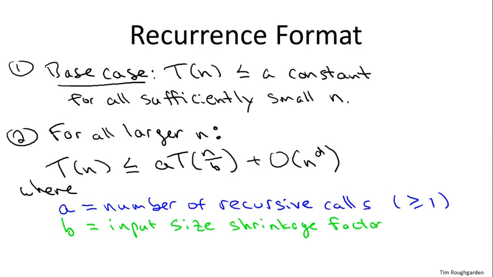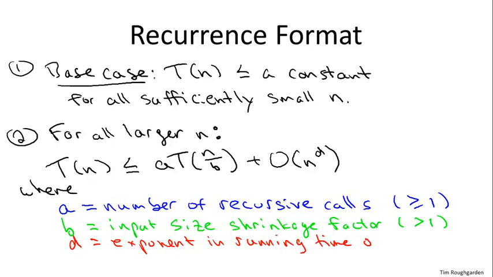So for example, if you recurse on half of the original problem, then b would be equal to 2. It better be strictly bigger than 1 so that eventually you stop recursion, so that you terminate. Finally, there's d, which is simply the exponent in the running time of the quote-unquote combine step. That is, the amount of work which is done outside of the recursive calls. And d could be as small as 0, which would indicate a constant amount of work outside of the recursive calls.